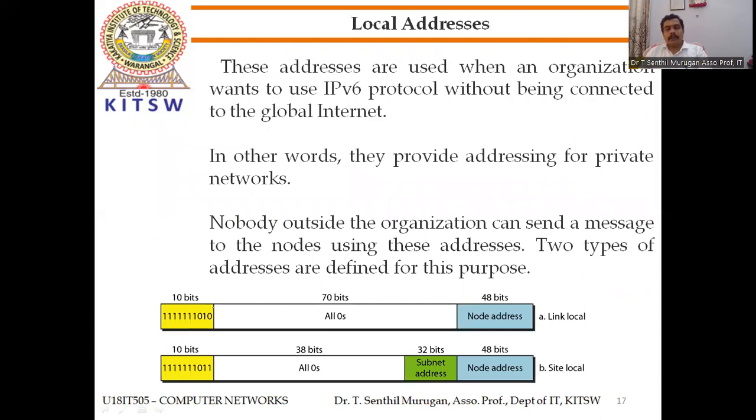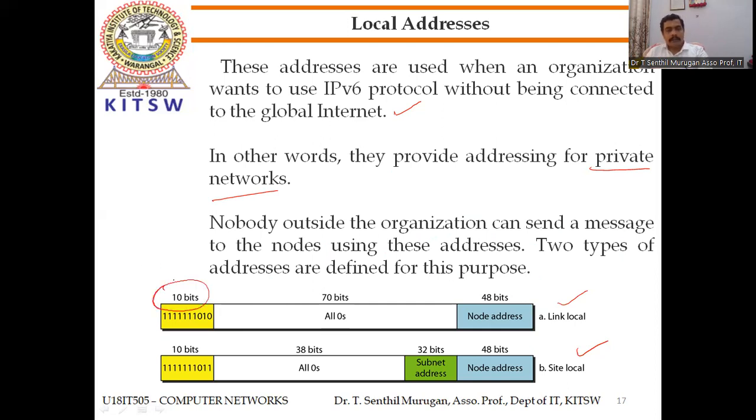In IPv6, local addresses are also there. What are local addresses? These addresses are used when the organization wants to use IPv6 without being connected to the global internet. So without connecting to the internet, in the local environment, they can provide IPv6 addresses. How can they provide them? Addressing with private networks. So nobody outside the organization can send a message to a node in these addresses. Only two types of address are there: link local and site local.